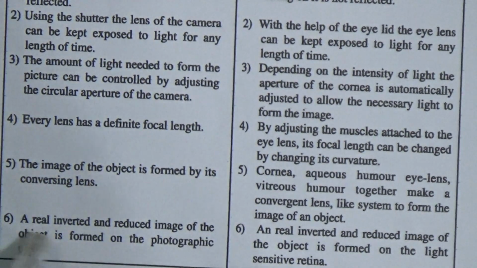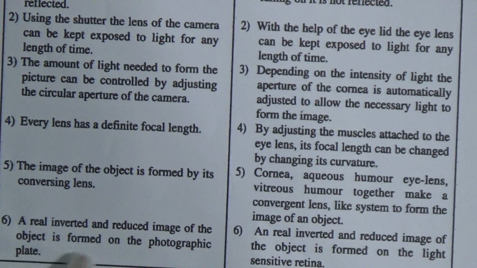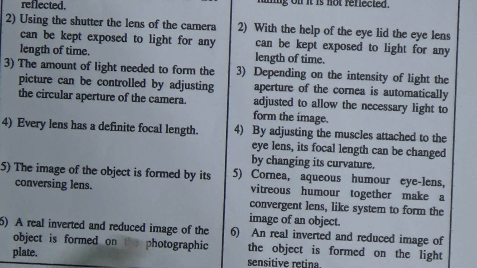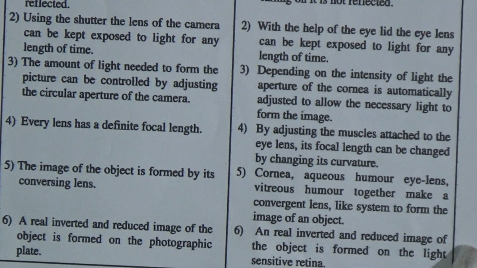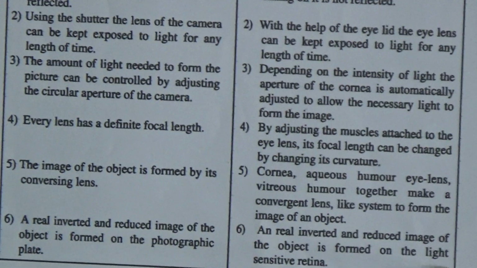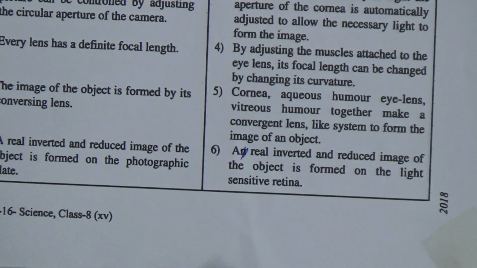And the last one: a real, inverted and reduced image of the object is formed on the photographic plate. And a real, inverted and reduced image of the object is formed on the light sensitive retina. Dear student, it will be A. It is written mistakenly in your book, and this will be A.